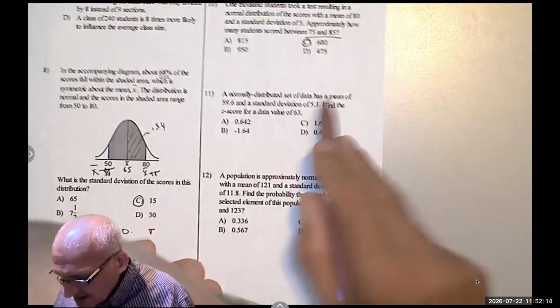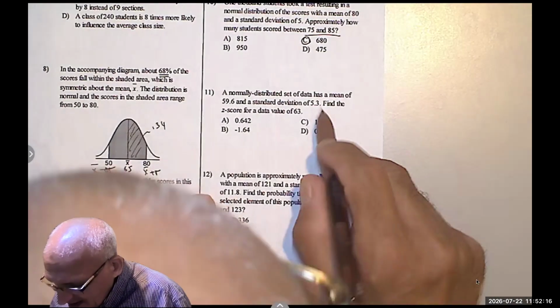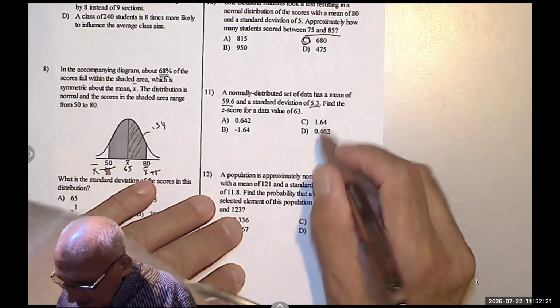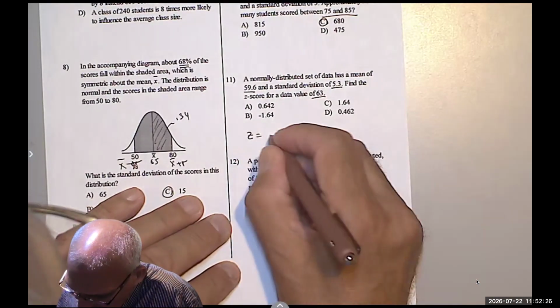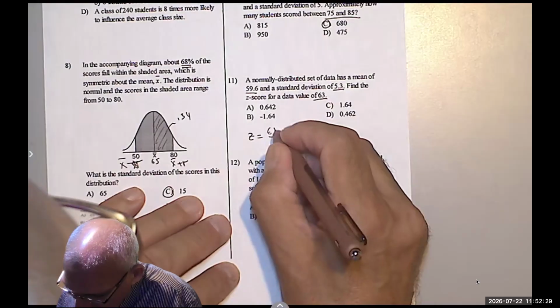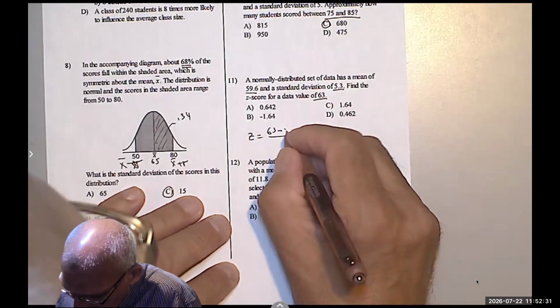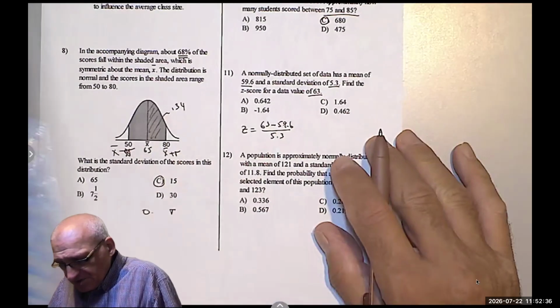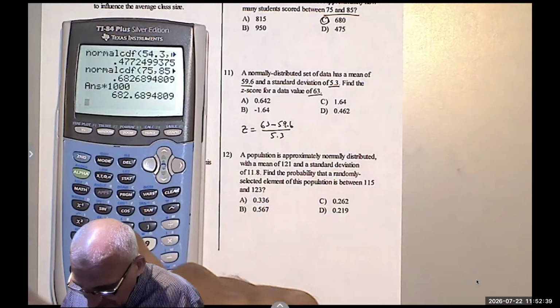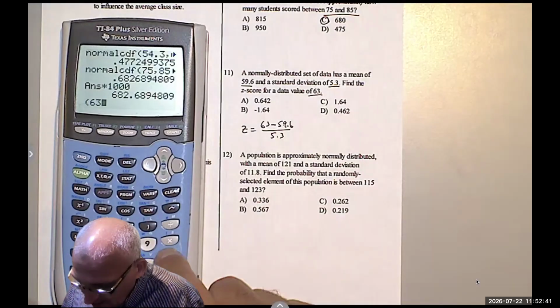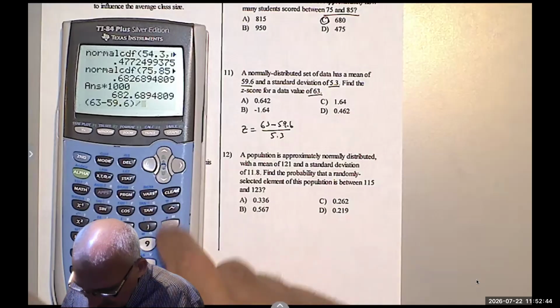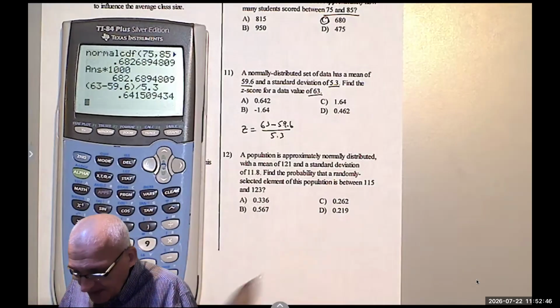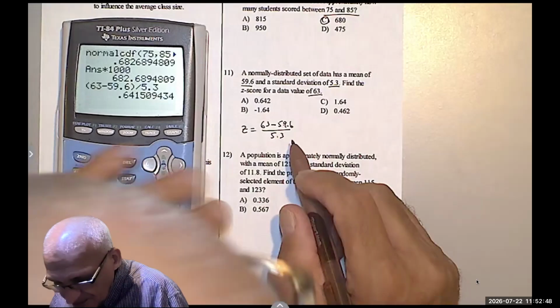A normally distributed set of data has a mean of 59.6 and a standard deviation of 5.3. Find the z-score of 63. So we know the z-score equals x, which is 63, minus the mean, which is 59.6, divided by the standard deviation, which is 5.3. 63 minus 59.6 divided by 5.3, and you get 0.642.